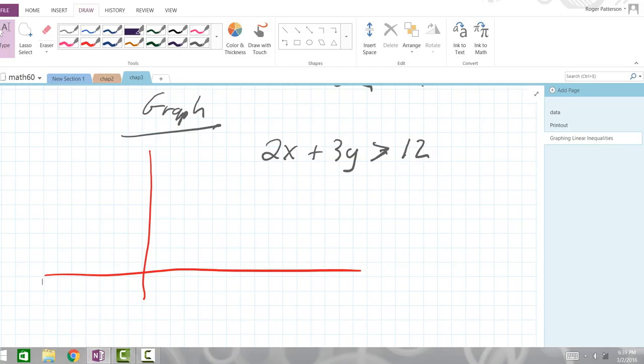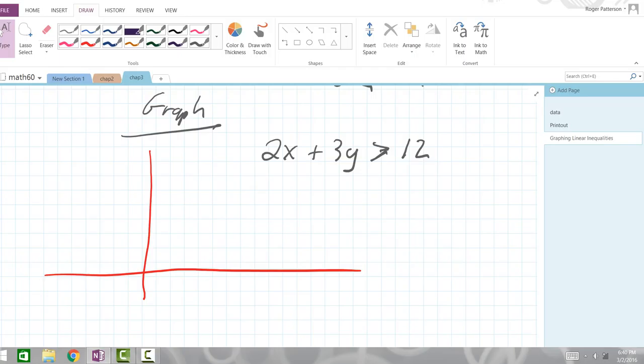What do we got to do with it first? So do what? You can get y by itself. Okay? That's one way of graphing it. And I've seen some people do it different ways. What's another way to graph it? I just want to cover all of it.